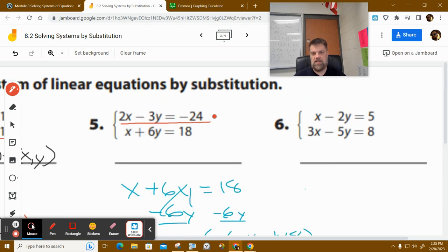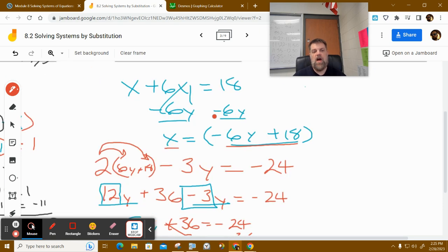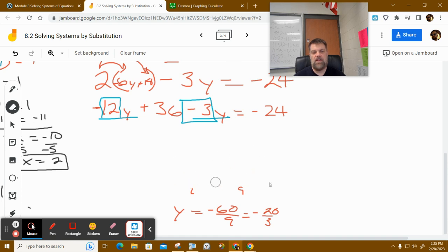Let's see. What did I do wrong? I subtracted 6 from... You know what I did? This is supposed to be negative 6, you guys. See? So that makes this a negative 12y. No worries. So, all right, we're going to go back. Erase all this stuff. Did you guys write all that down in pen?